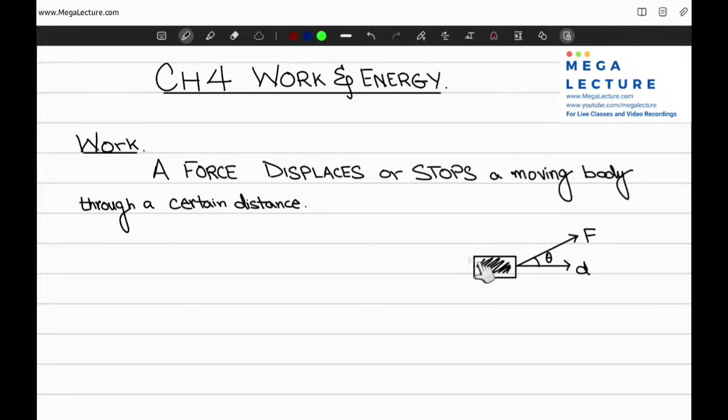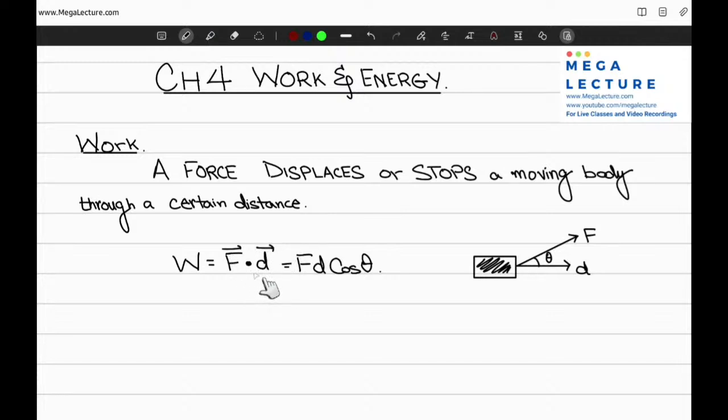So suppose that this is the body that we're talking about, and I apply this force in this direction, and the body moves in this direction, and let's say that the angle between the direction the body moves, or the distance that the body moves, and the force that I applied is some angle theta. Then the work done on this body by this force F is defined as the dot product between the force that I applied and the distance that the body moves, right?